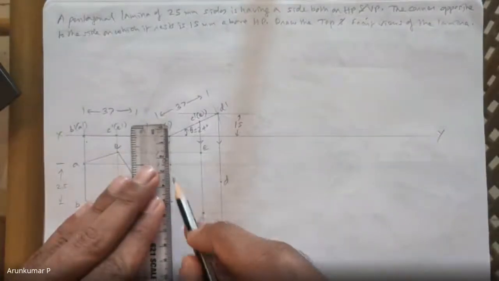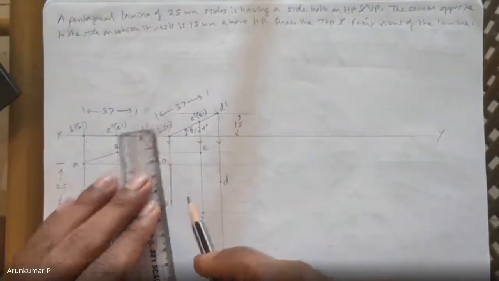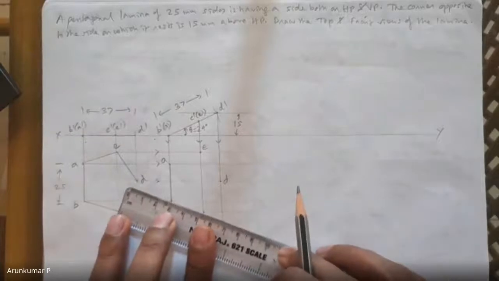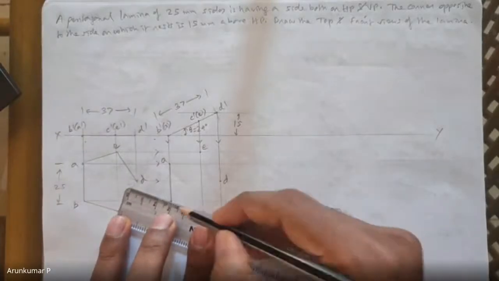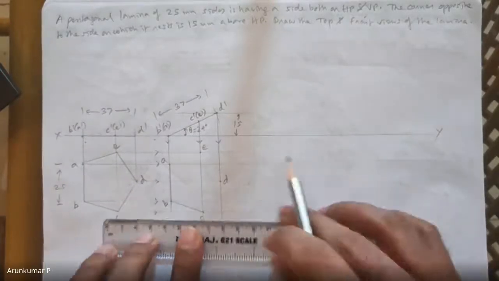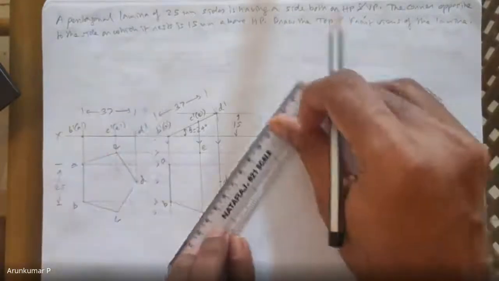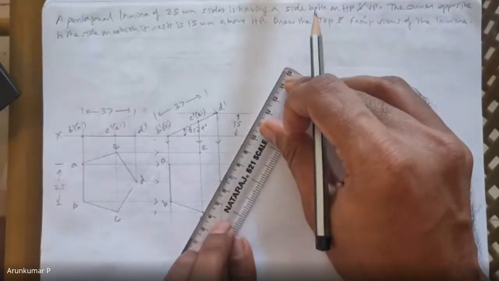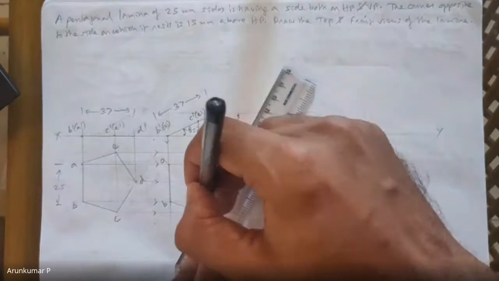Join them, all of them. So we will get a shrunk shape of a pentagon, which is not a pentagon, of course, it is a polygon having 5 sides.